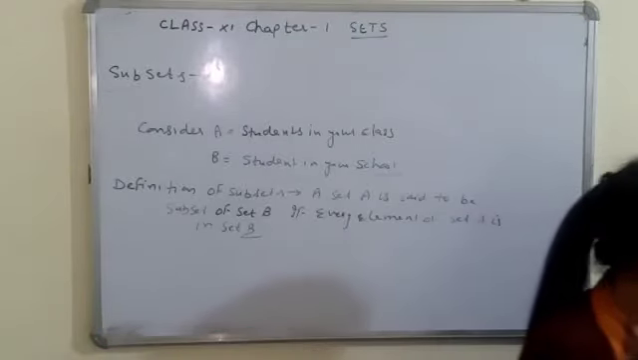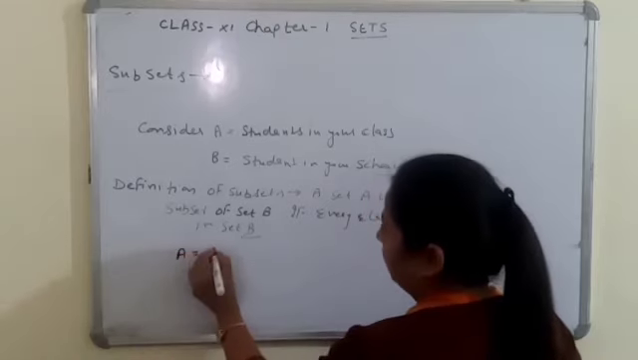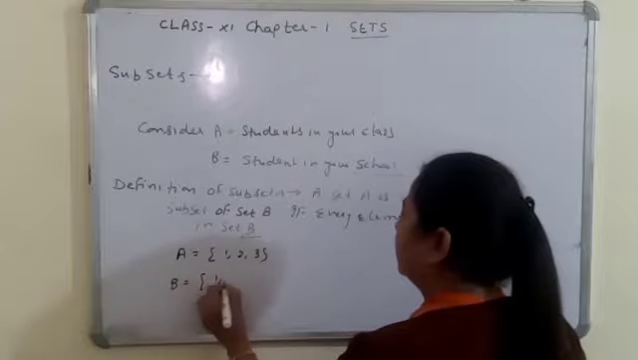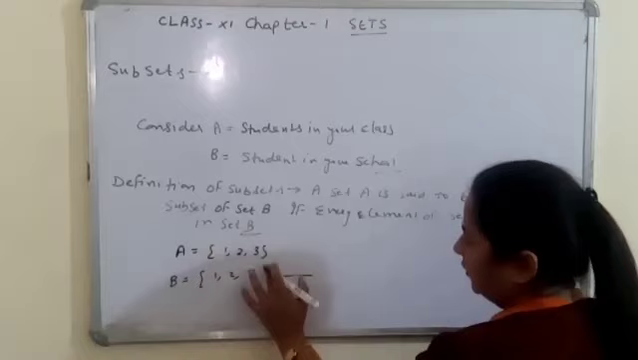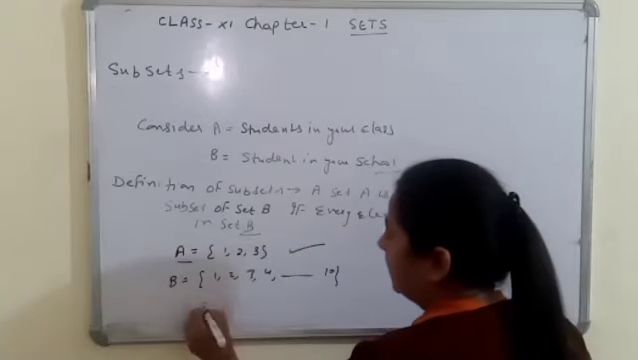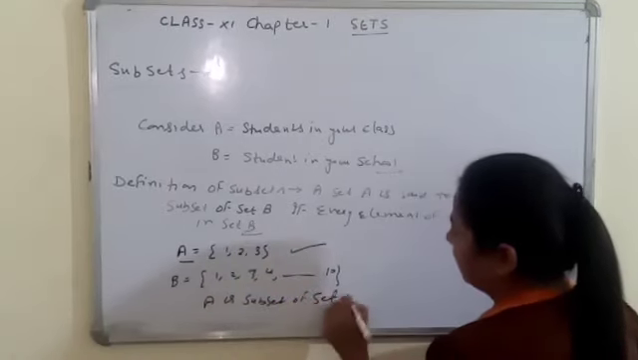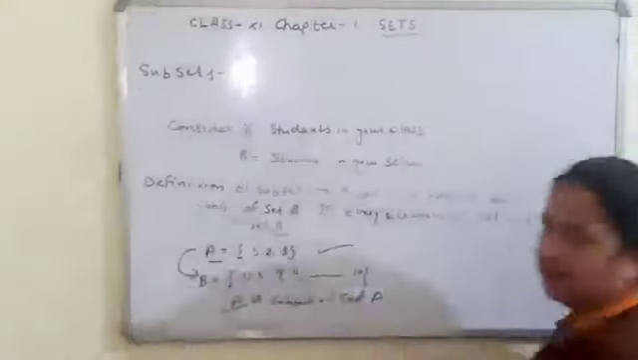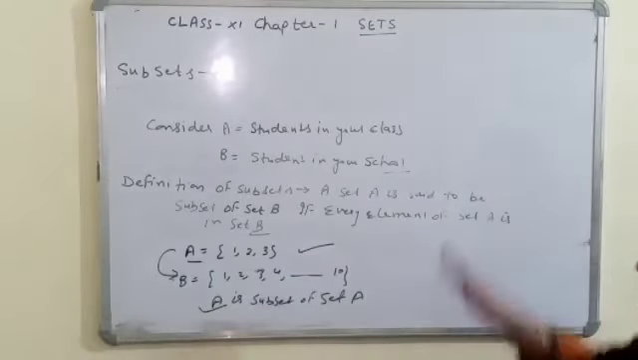Let's see one example. Suppose I have A = {1, 2, 3} and B = {1, 2, 3, 4, 5 up to 10}. So here I can say A is a subset of set B. Here all the elements of set A are present in set B. So this is the definition of the subset.